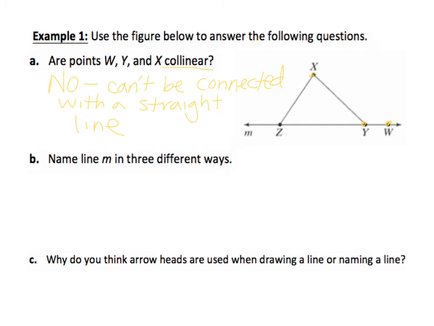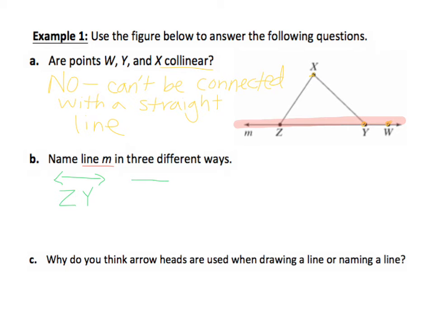For the next question, let's name line M in 3 different ways. You'll see that line M in the diagram is right here, and the word line M, that's already taken. So we want to name it differently in 3 different ways. Since line M is the only way to name it with that single lowercase letter, we're going to have to use some combination of 2 points that are on the line. So we could call it line ZY. Again, I'm just picking 2 points.